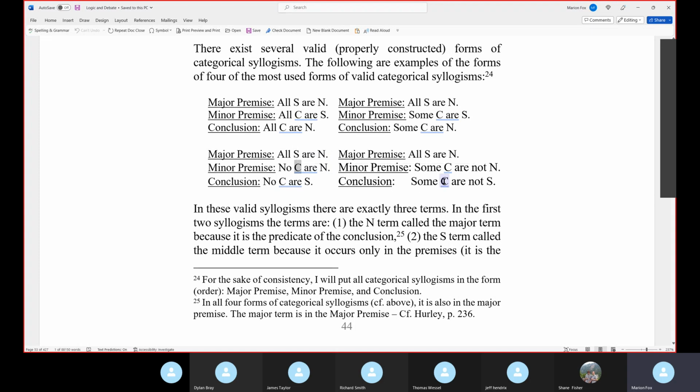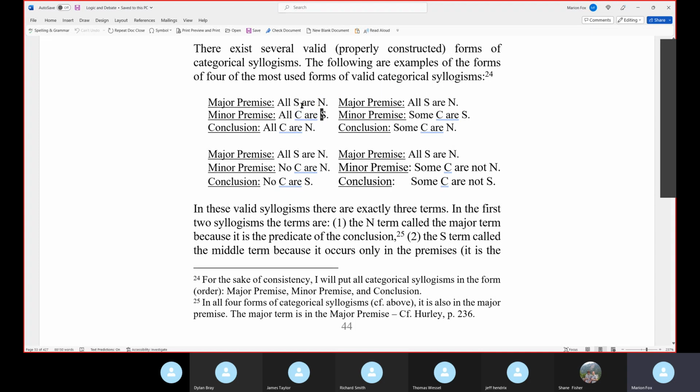Here it's the subject of the conclusion, and it's in the minor premise. It's the letter C in all of these syllogisms here. Okay. Now then, we have the middle term. It's in both premises, but it's not in the conclusion. That's the letter S here.